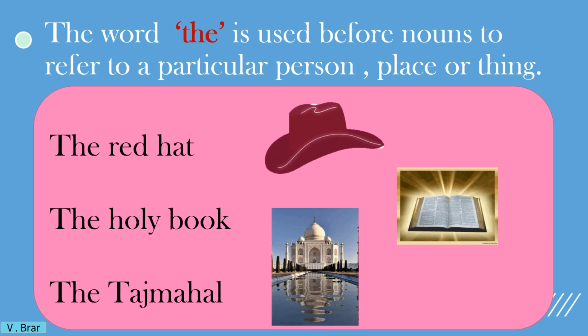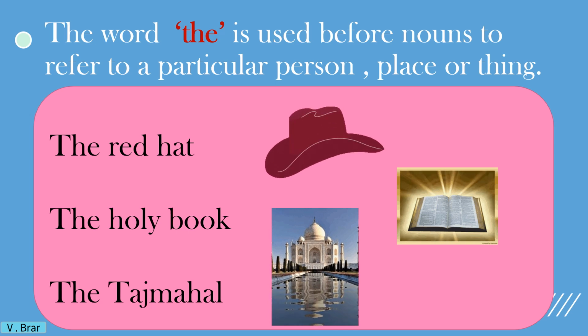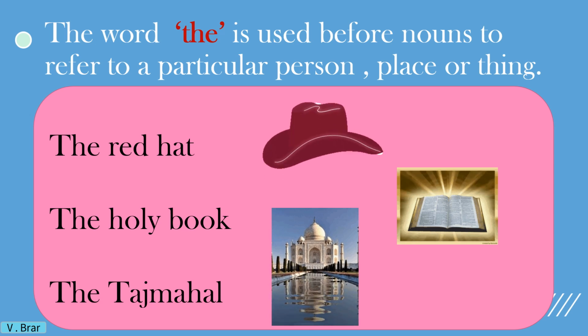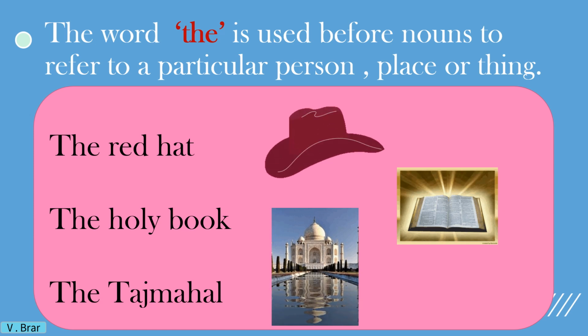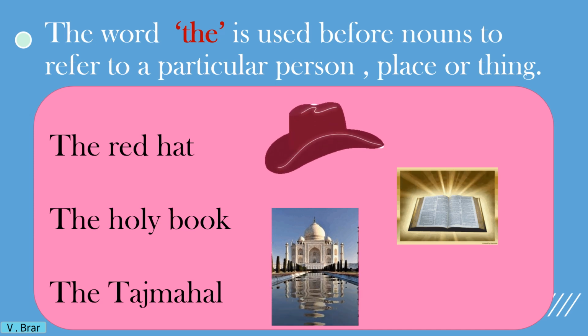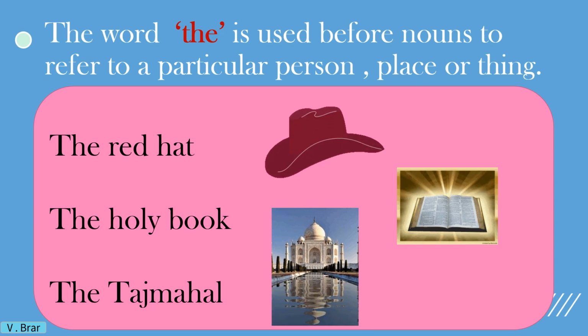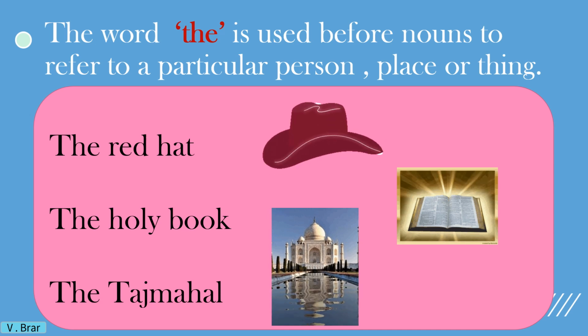If you are talking about a specific thing, you use the word the. So the is a definite article and it is used to refer to a specific or particular person, place or thing. For example, the red hat. Here we are not talking about any hat but a specific hat that is red in color. The holy book. Here we are not talking about any book but a particular book. The Taj Mahal. Here we are not talking about any building but a specific building, Taj Mahal.